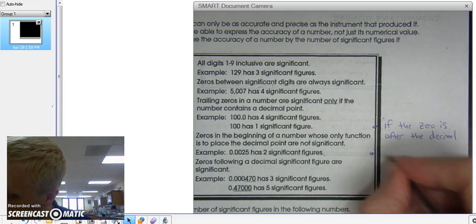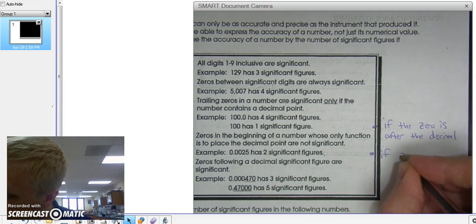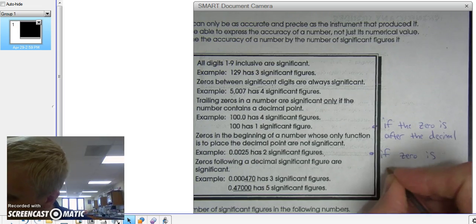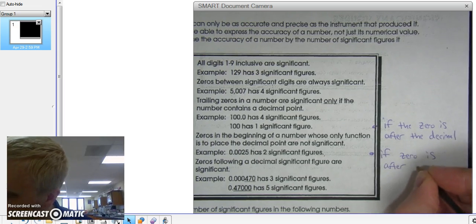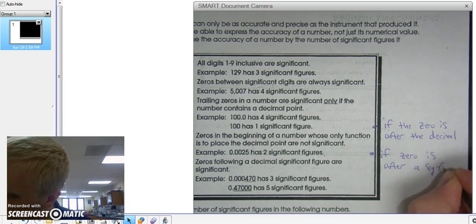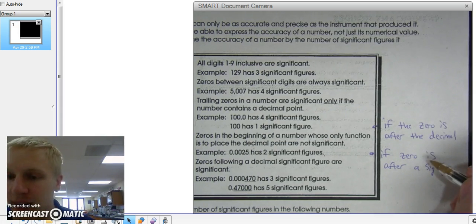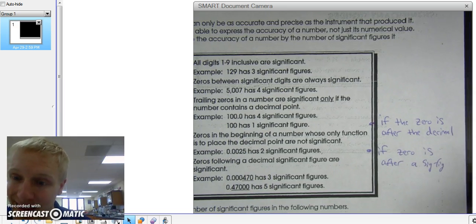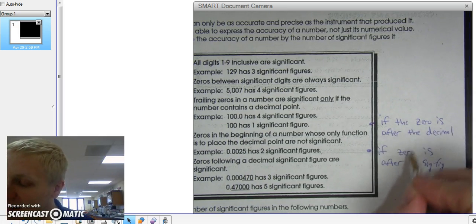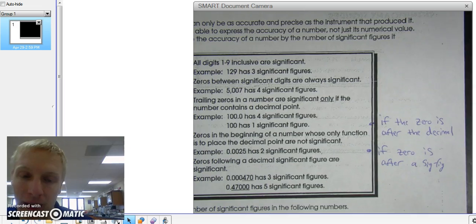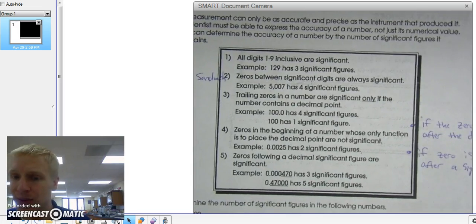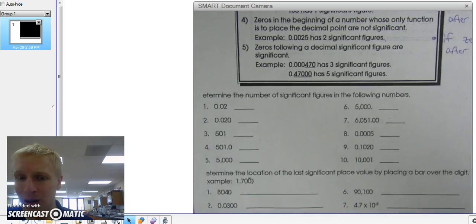And if the 0 is after a sig fig, which is short for a significant figure. So if you say yes to both of these statements, then that 0 is indeed significant. But if you cannot say yes to both, then it is not significant. Alright, so this will make more sense when we do some example problems.